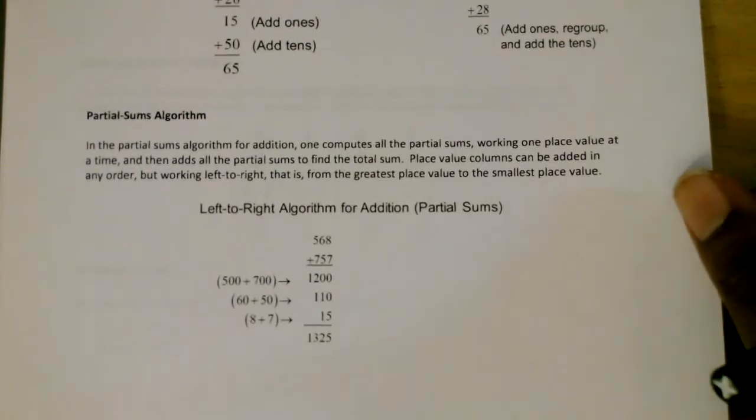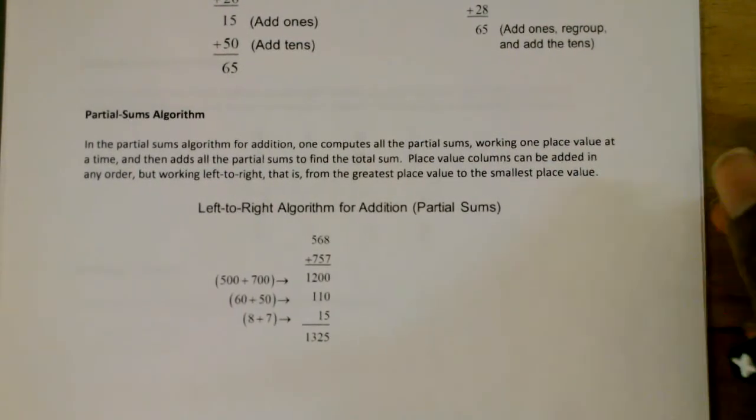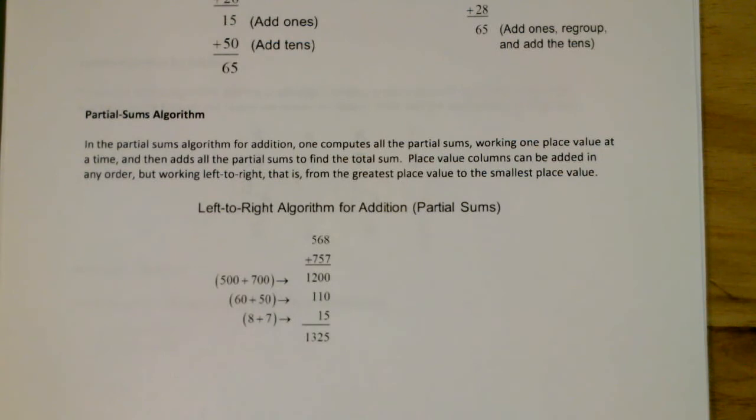Now, here's the partial sums algorithm. For addition, one computes all the partial sums, working one place value at a time, and then adds all the partial sums to find the total sum. Place value columns can be added in any order, but working from left to right, that is, from the greatest place value to the smallest place value, would be best.